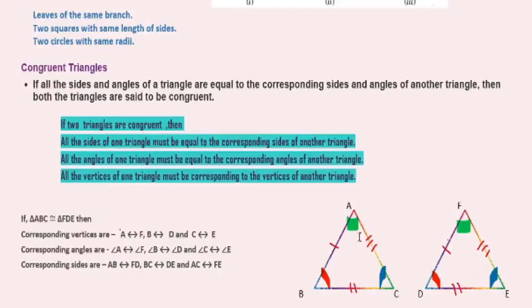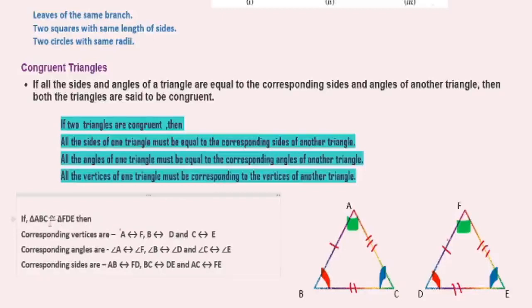And angle A is equal to angle F. So angle B is equal to angle D and angle C is equal to angle E. If all the sides are equal and also all the angles are equal, then these two triangles should be congruent. Here you can write triangle ABC is congruent to triangle FDE.